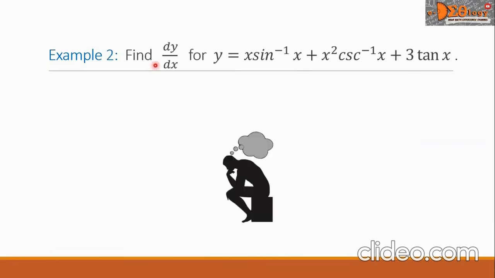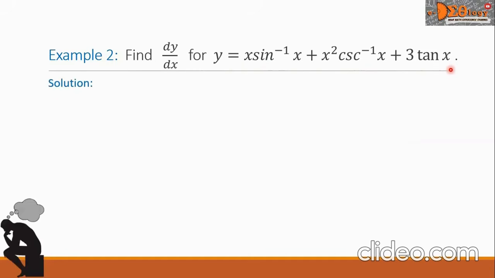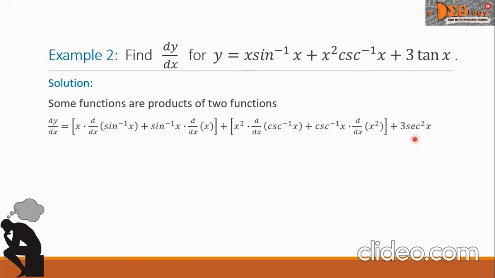Example 2. Find dy over dx for y equals x sine inverse x plus x squared cosecant inverse x plus 3 tangent x. For our solution, take note that there are some functions here which are products of two functions. This first function and the second function here. So we will apply the product formula. So dy over dx will be like this.